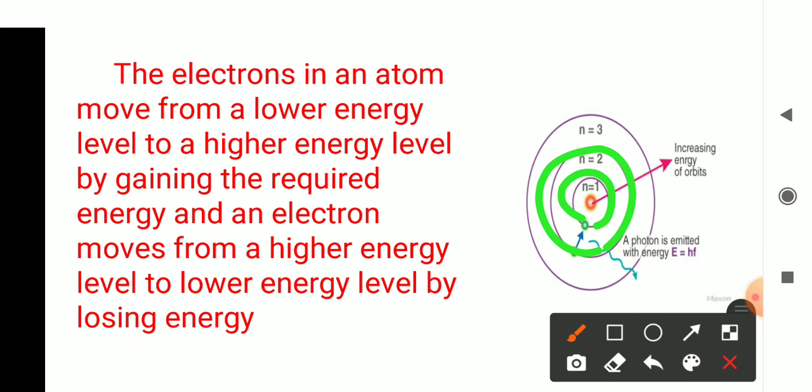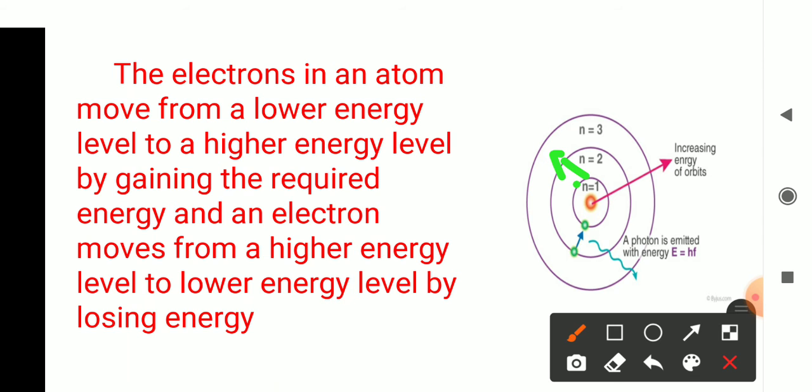This is the first energy level, and this is the second energy level. Now if an electron wants to jump from this first energy level to this second energy level, it needs excess energy. So when that excess energy is supplied to the electron, it can jump from the lowest state to the higher state. That is given here. The electrons in an atom move from a lower energy level to a higher energy level by gaining the required energy. So when an electron gains the required energy, it can jump from the lower state to the higher state.